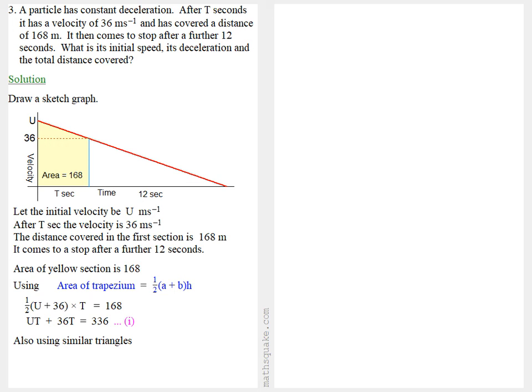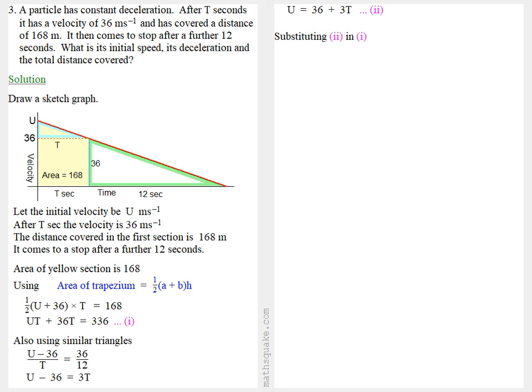We now have two similar triangles, a blue triangle and a green triangle. So using the similar triangles, we have u minus 36 over t is equal to 36 over 12. In other words, u minus 36 is 3t, or u equals 36 plus 3t. Now we can let that be equation 2.